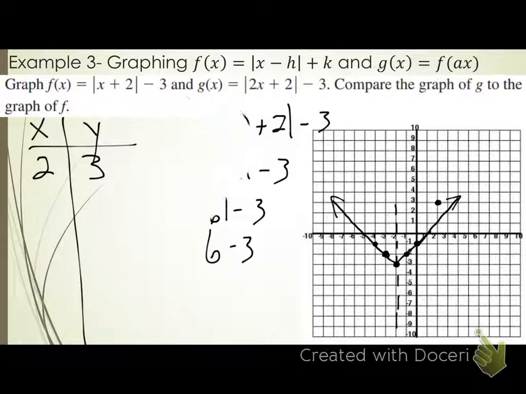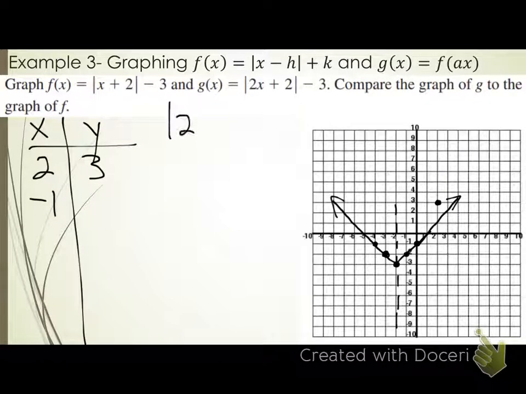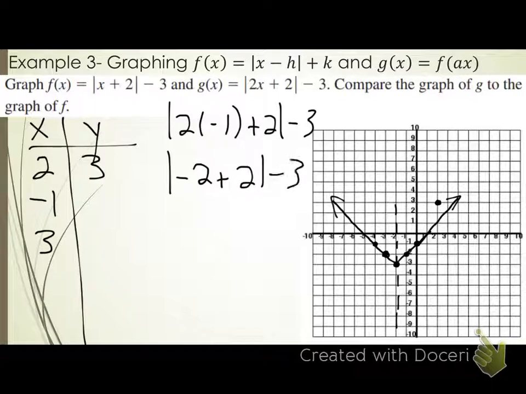Okay, someone give me another x value to plug in. -1? Is that what I heard? Did I hear someone say 3? We'll plug 3 in next. 2 times -1? -2. -2 plus 2? 0. What's 0 minus 3? -3. So -1, -3.